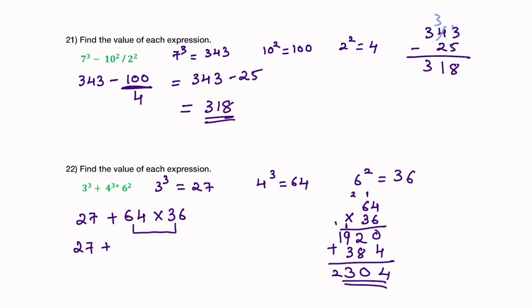27 plus 2304, right? And 27 plus 4 is 31. It's simple. Mental addition. 2, 3, 3, 1 is the answer. Ready for the next one?